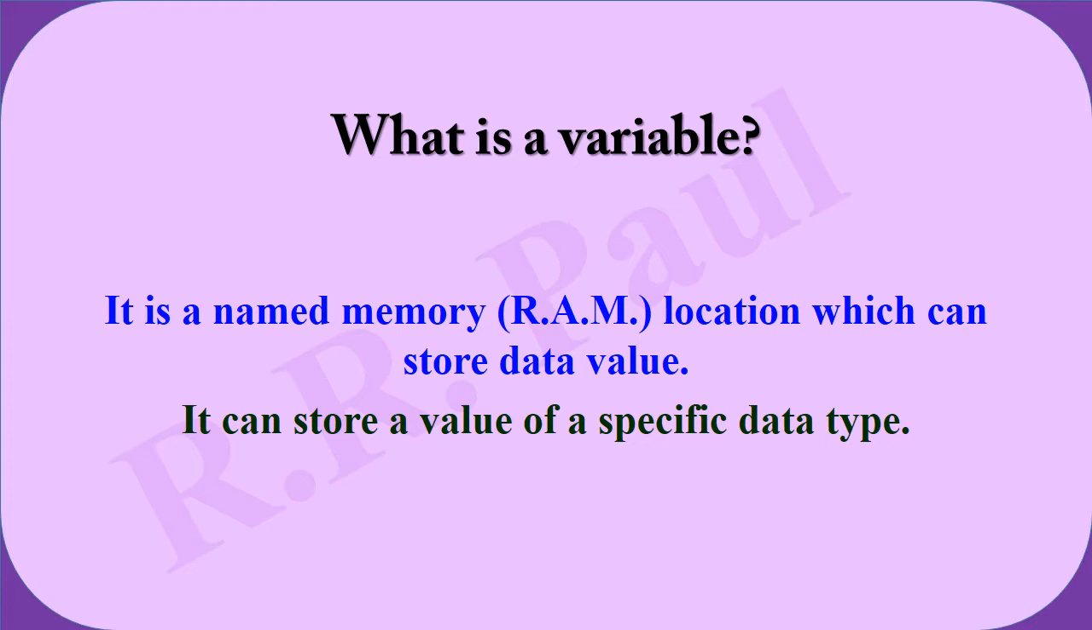A variable is a named memory location which can store a data value. A named memory location means some location in RAM is given the name of this variable, and the value is stored and manipulated at that memory location using the name of the variable.